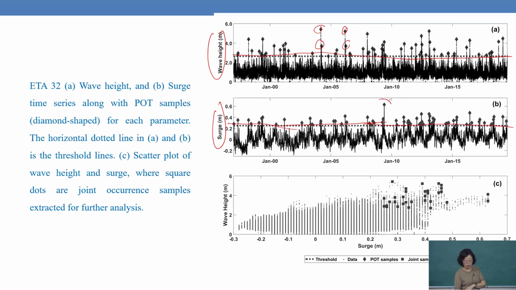Again, we get all those extreme surges. Then we find out all of this data, the dark points. So that's all the dots. That's from all the information we have. But we did the joint probability. We use this part of the data for the further analysis. So those are the techniques we used.